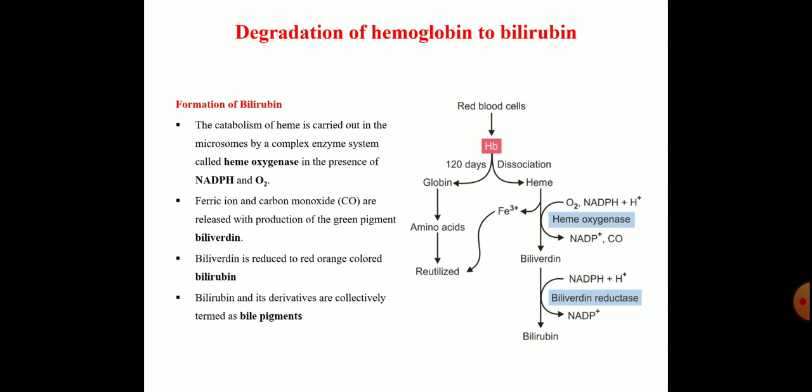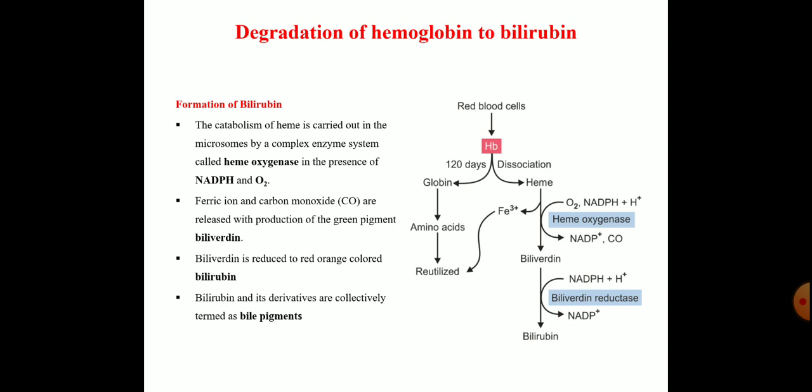The heme is acted upon by the enzyme heme oxygenase in the presence of oxygen and NADPH + H+. It liberates Fe3+ and carbon monoxide, and forms the first formed green colored bile pigment, biliverdin. Biliverdin, in the presence of biliverdin reductase and NADPH + H+, gets converted to a yellow colored bile pigment called bilirubin. So biliverdin and bilirubin are the bile pigments. Biliverdin is green colored and bilirubin is yellow colored.